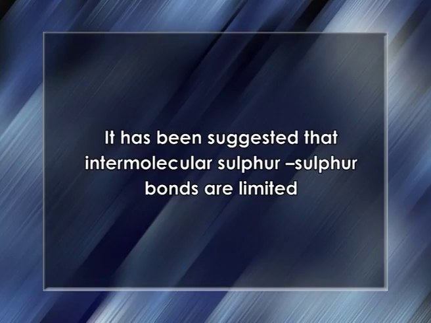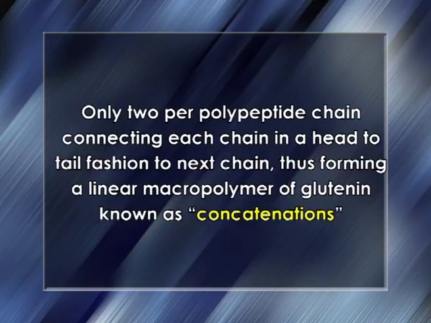It is the intermolecular disulfide linkages which are considered responsible for the giant size of the glutenin polymer. It has been suggested that intermolecular sulfur-sulfur bonds are limited, that is, only 2 per polypeptide chain, connecting each chain in a head-to-tail fashion to the next chain, thus forming a linear macropolymer of glutenin known as concatenations.